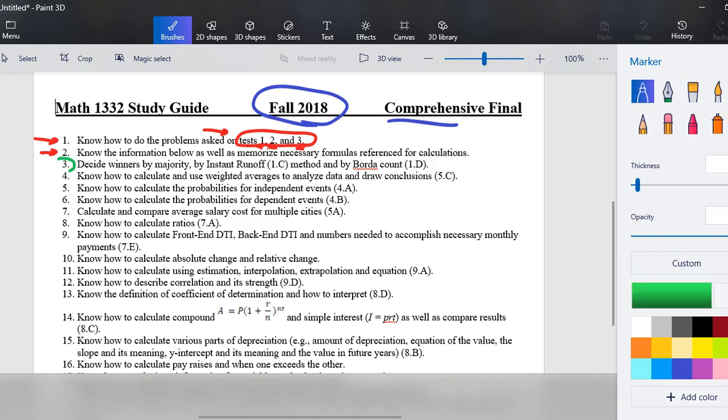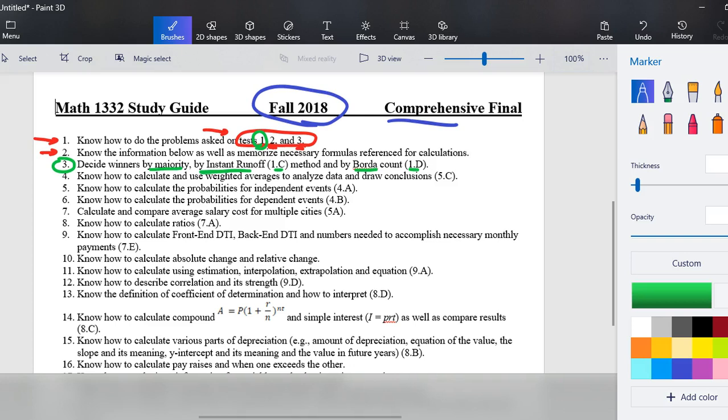So on number 3, make sure you know how to decide winners by majority, by instant runoff, and by Borda count. I've referenced some of our lessons and the sections, and I would also go back and look at test 1. What did it look like on test 1 for majority, instant runoff, or Borda count? And if I'm telling you there are going to be about 20 questions on the test, possibly there's one of these on the test.